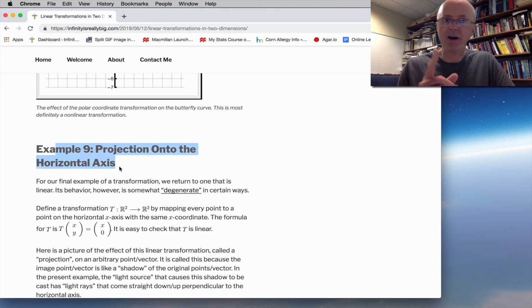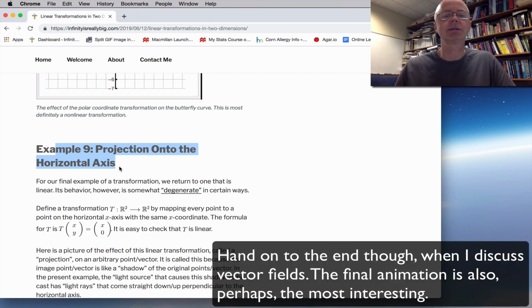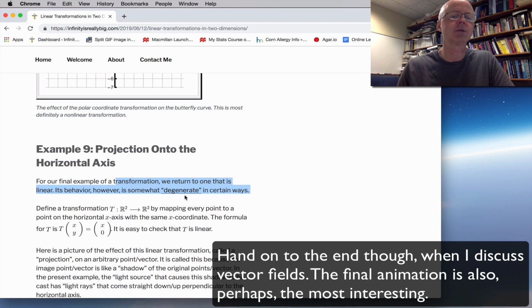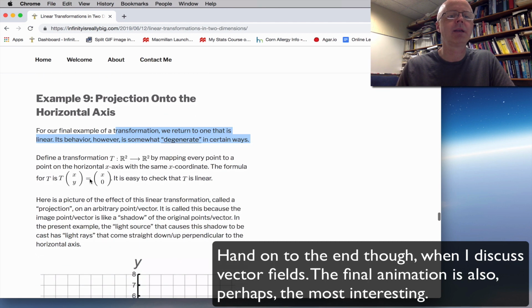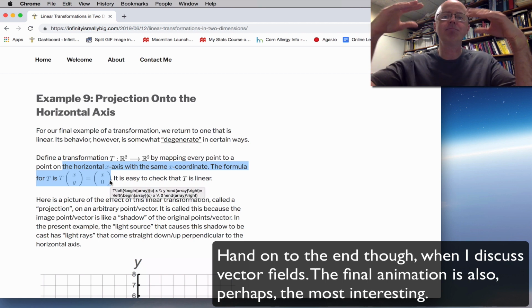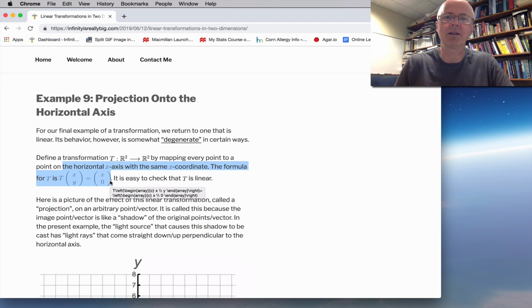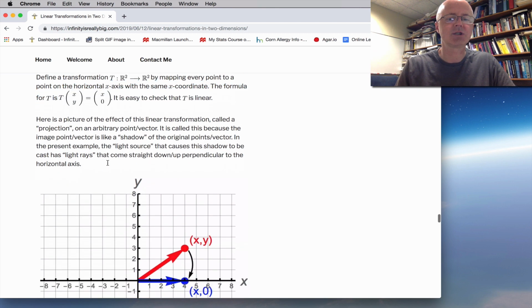Example 9, which is the final example, you'll be happy to know, goes back to a linear example. This is called projection onto the horizontal axis. It is linear, however it is different. It's degenerate in a certain way that I'll show you in a second here. Its formula is pretty simple. T of (x, y) equals (x, 0). It's going to map or squash, project every point onto the horizontal x-axis, straight up or down.